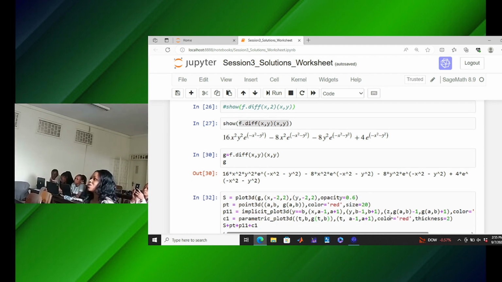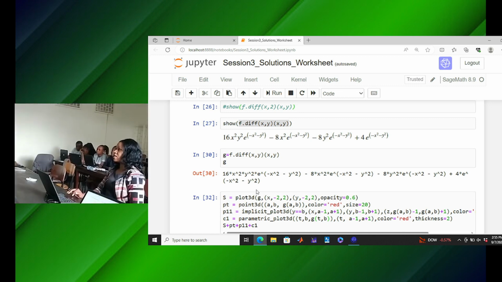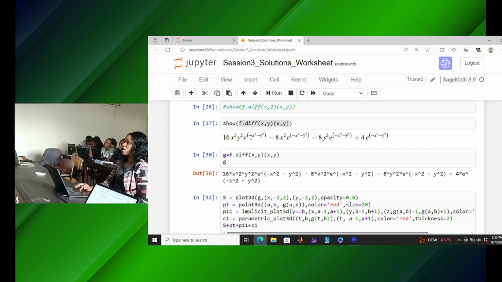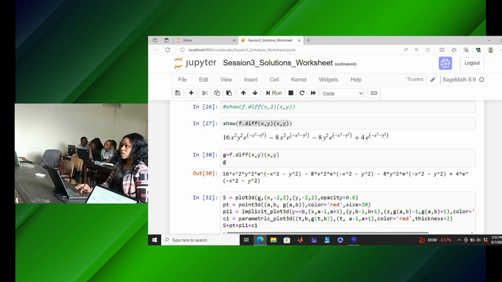So this is the plot for G. G is our partial differential equation. We called it G, and now here we are plotting it. We set x to run from negative 2 to positive 2 and also y from negative 2 to positive 2.